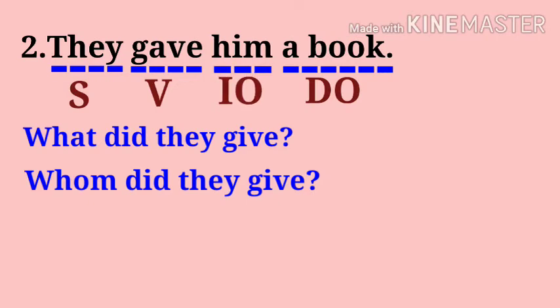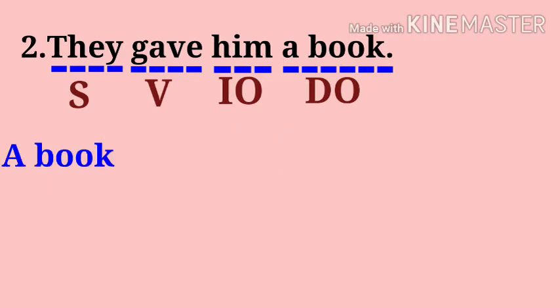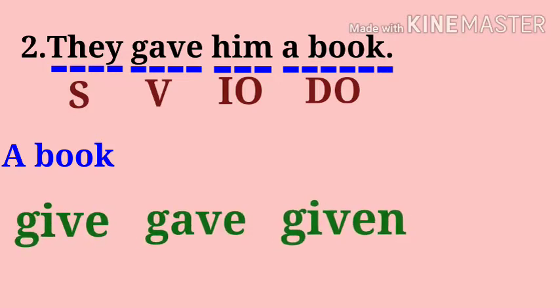So in this sentence also you will get two answers. First of all, we will start with the direct object. And what is the direct object? A book. It is a singular object. And see what is the tense used here? They gave. Gave is the past tense of the verb. So the given sentence is in simple past tense. See the three forms: give, gave, given. So you have to use given.